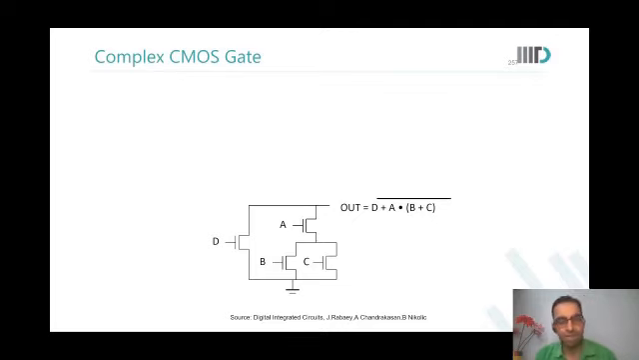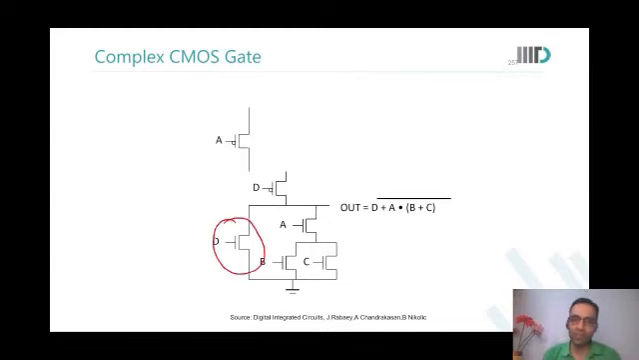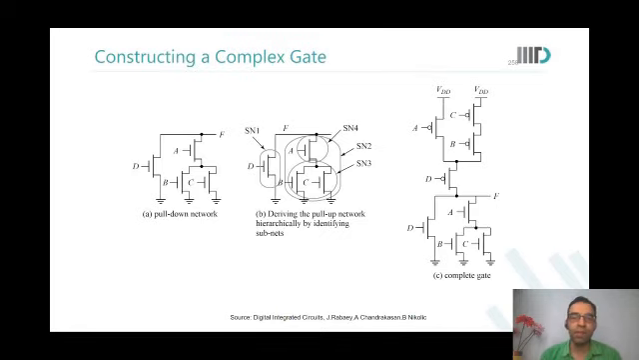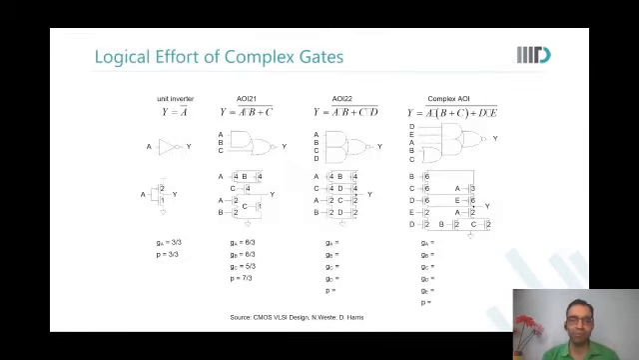Yes, sir. So the dual, the PMOS side would mean that since D is in series over here, D goes in parallel. A, which was in series earlier, comes in parallel, and B and C, which were in parallel in the NMOS stack, come in series. Okay, so this would be the complex CMOS gate. This is like the AOIs and OAIs that you're going to design. So how to construct a complex gate? First, design the pull-down network, and then by looking at the pull-down network, you design the pull-up network.